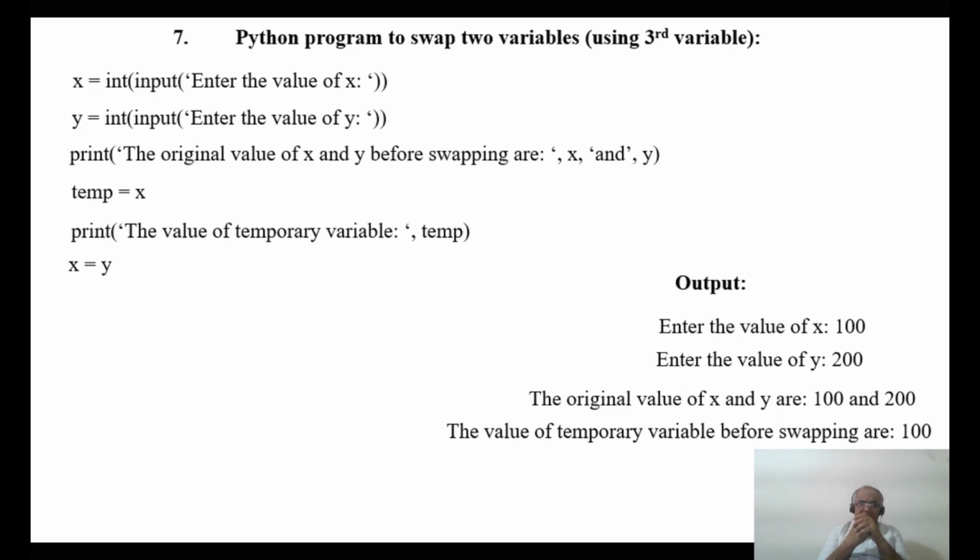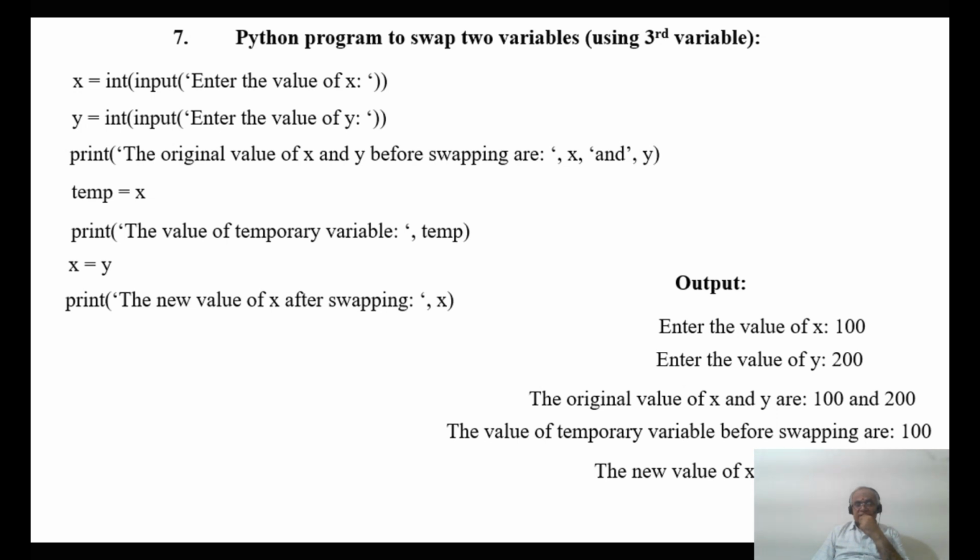Then I want x is equal to y. So what it means? Whatever the value of y is there, that should be assigned to x now. So what is the value of y? y is 200. So that value should come to x now. So x is going to become 200. So the new value of x after swapping is 200, correct?